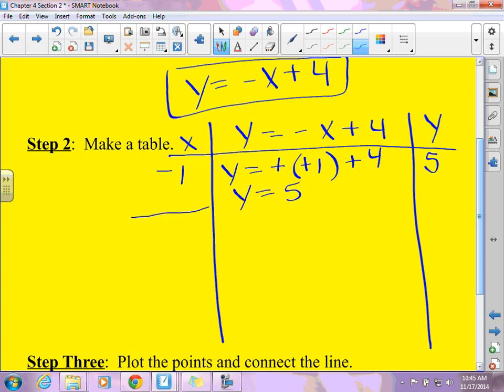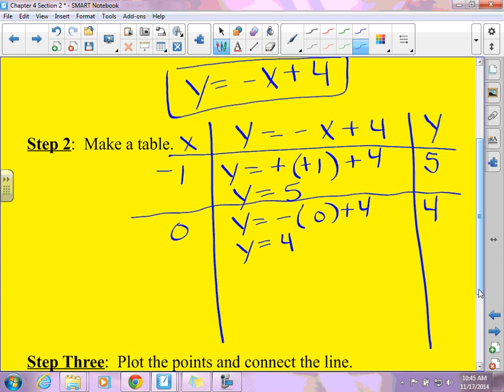Make sure that you show your work, right? There's still some of you, you're just really sluggish on the type of work you need to show. And then I'm going to plug in a 0. And then I plug in my 1 because it's 1 positive.